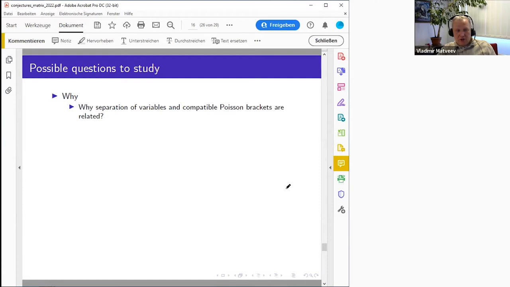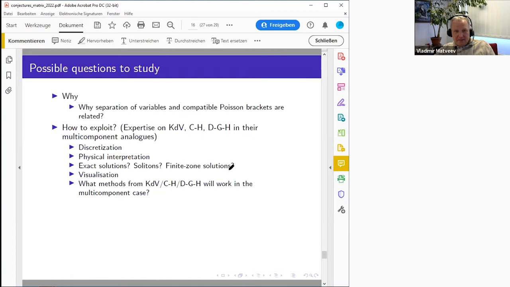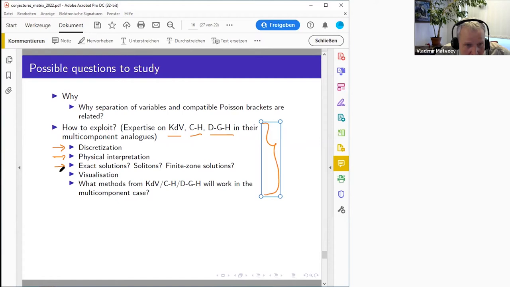So one of the questions is why separation of variables and compatible Poisson brackets are related. What is the mechanism behind it? But a much more important question is how to exploit it. In this case, I would like to try to exploit expertise on KdV, Camassa-Holm, and Dullin-Gottwald-Holm in the multi-component analogs. So I'll put the question which I more or less looked at. I looked through publications of participants of our event and put some typical questions, and they comment on their publications.